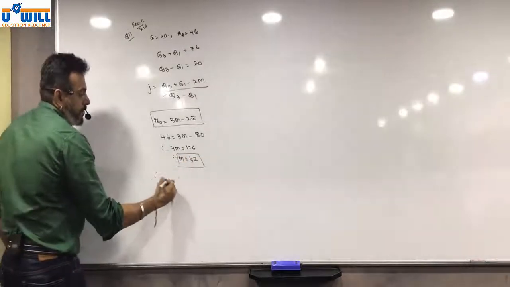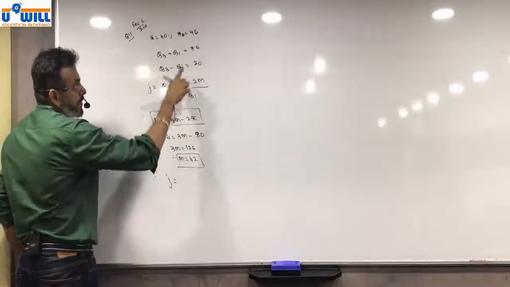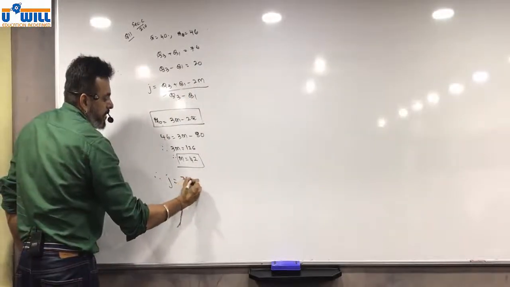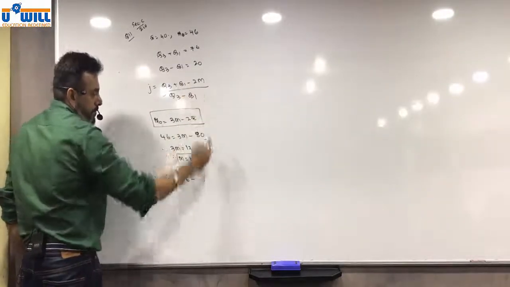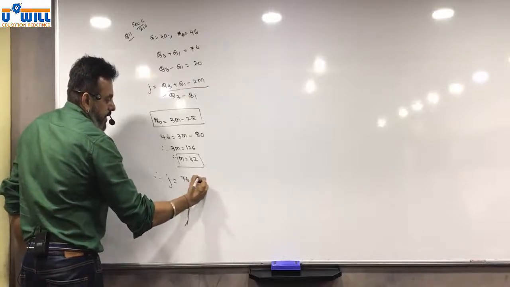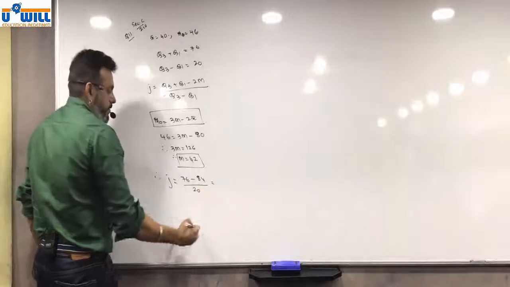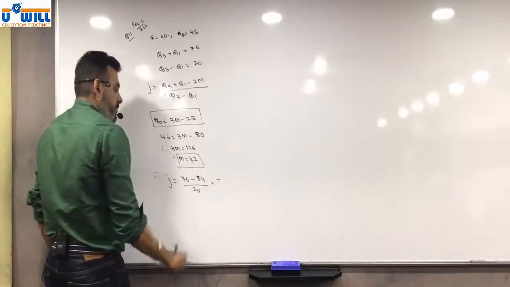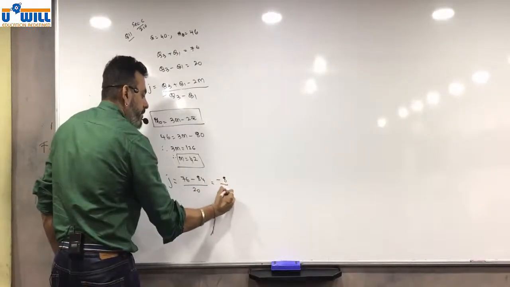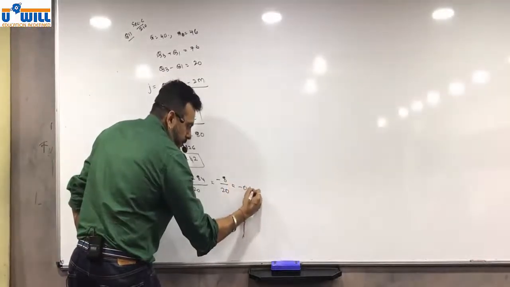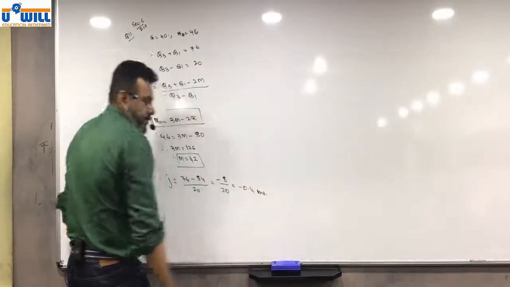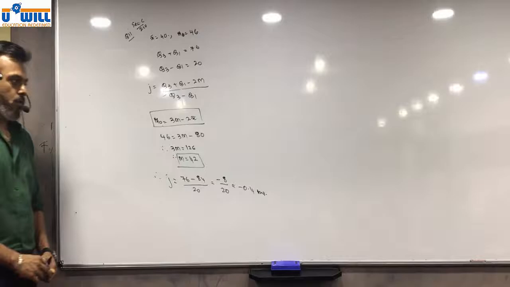Now, applying in the formula, J is equal to Q3 plus Q1, which is 76, minus 2M. So, 84 upon 20, minus 8 by 20, which is minus 0.4.